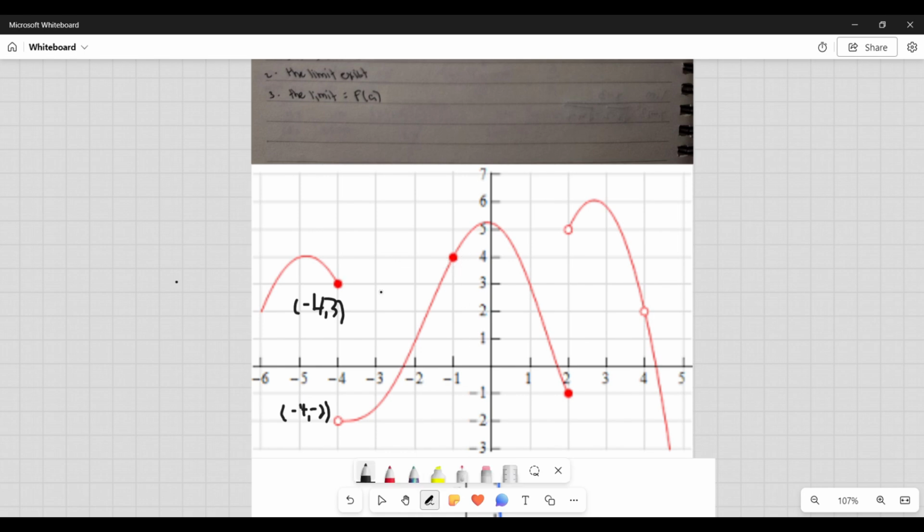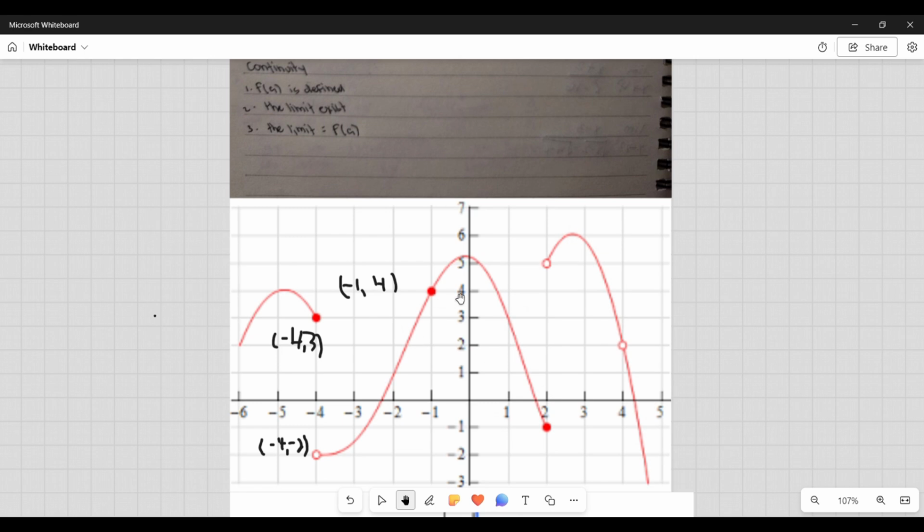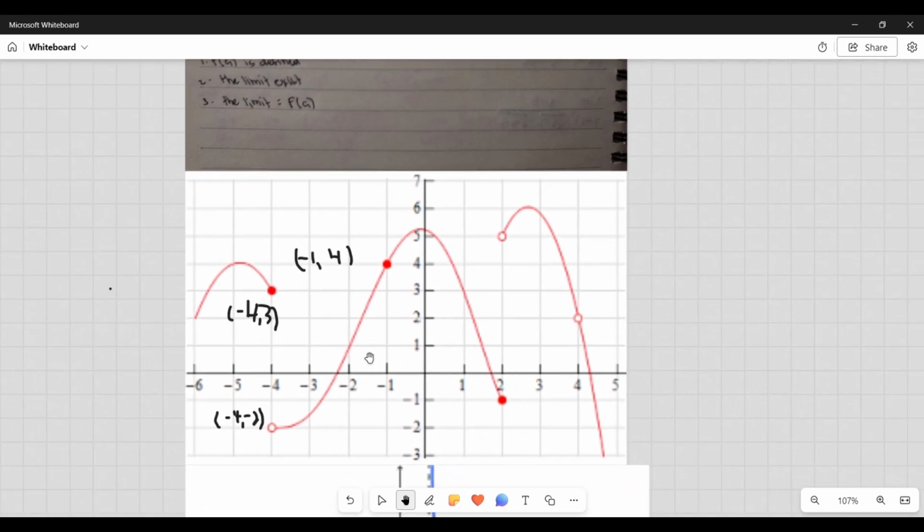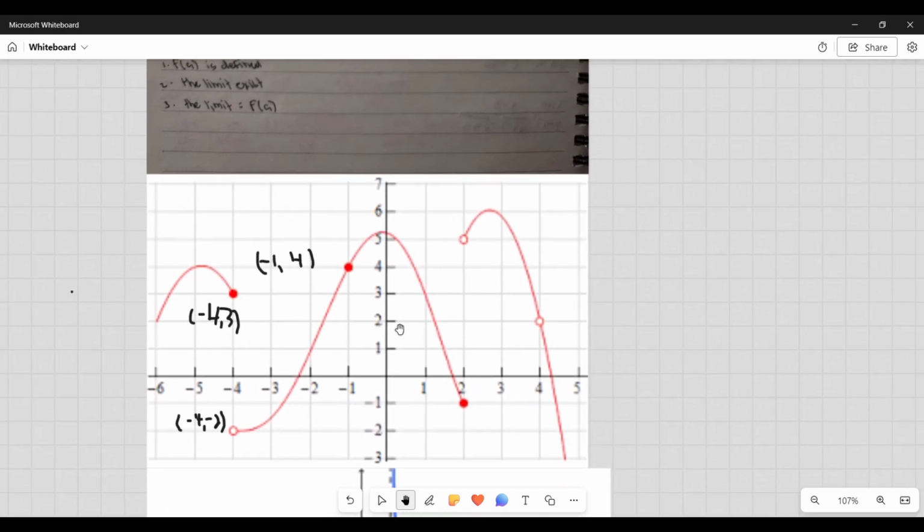Unlike this one, where they both meet, the left hand and the right hand both meet at -1, 4. This is continuous because the function is defined, the limit exists at -1, 4, and the limit is equal to the function. So you can actually tell by graphing whether the limit exists or not. So the limit doesn't exist in this one, and the limit exists on this one.